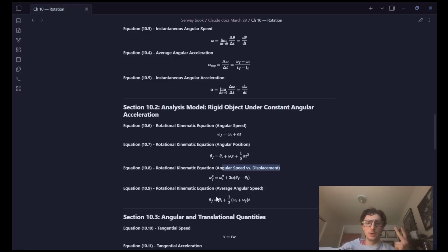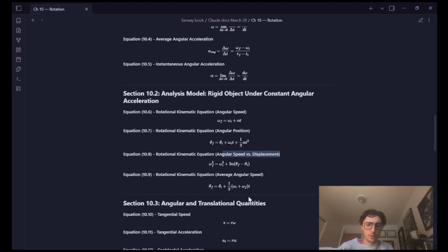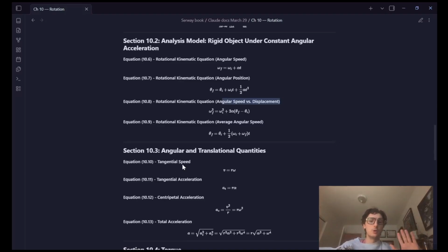Rotational kinematic equation. Here's another one: final theta, initial theta, 1/2 (omega initial plus omega final) times time. So if you have the initial and final angular speeds, you can find the initial and final angles over some period of time. Amazing, we're going to the next one.